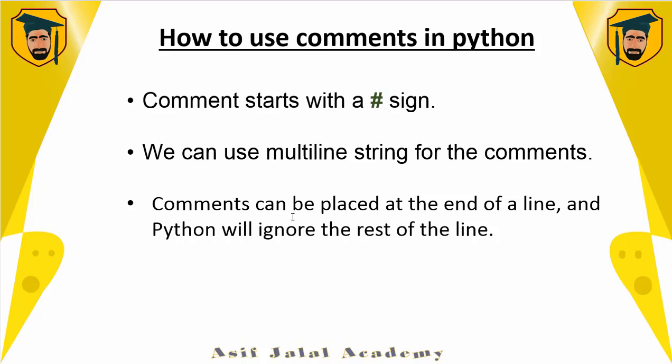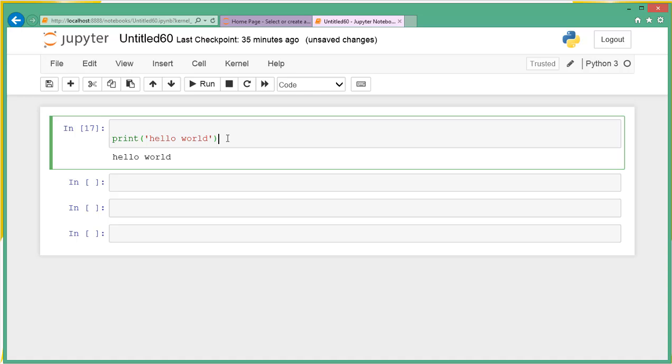Let's discuss the third point. Comments can be placed at the end of a line. So what does this mean? We can comment this way. As you can see, whenever I run this, it works fine. So I can also put the comment after completing the code. This is another way of commenting out a line.